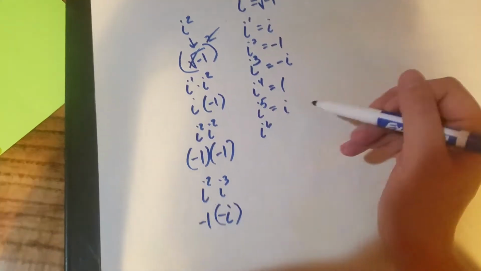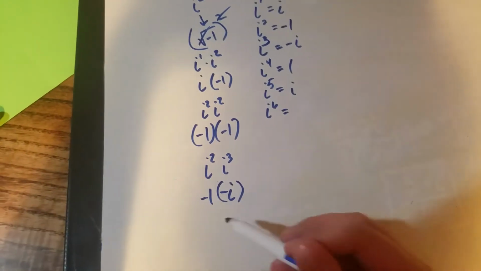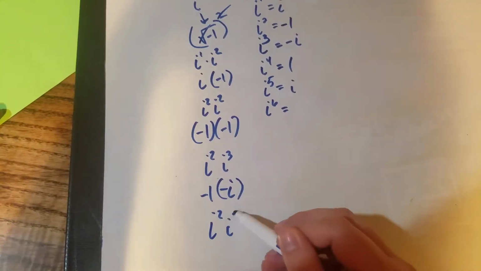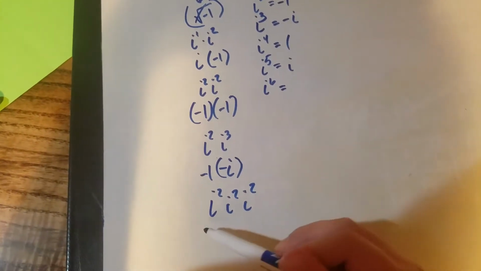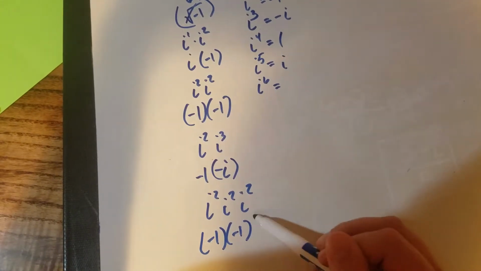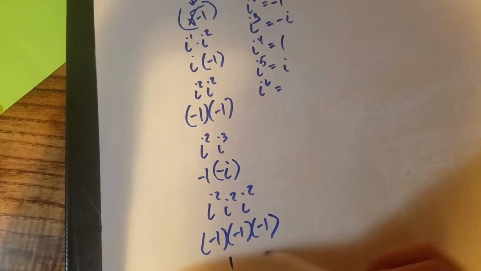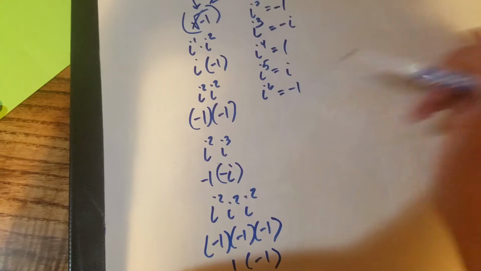If we went to i to the sixth, we would do, let's say, i squared times i squared times i squared. I squared is -1. -1 times -1 is 1. 1 times -1 is -1.